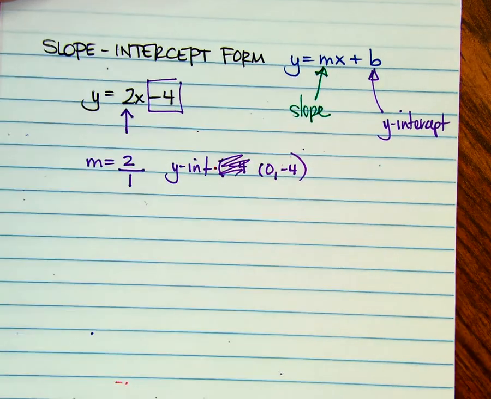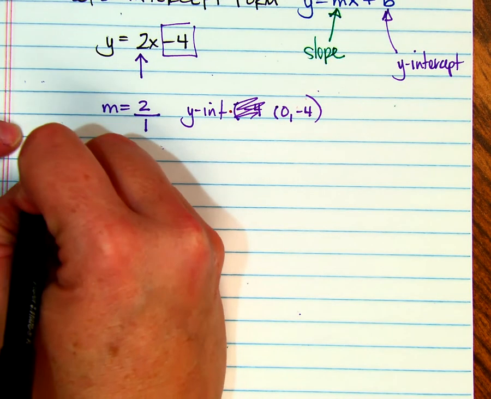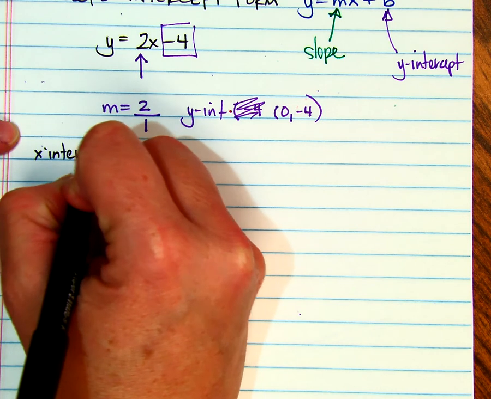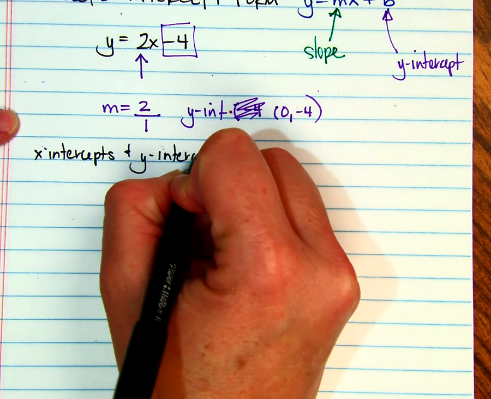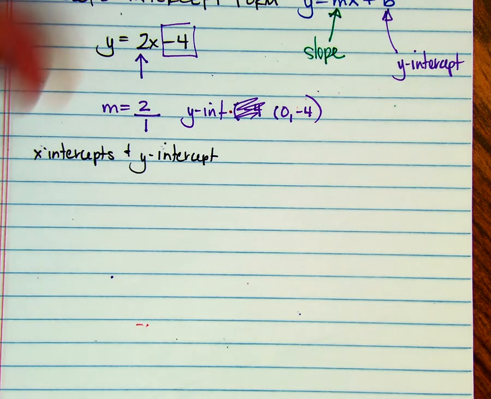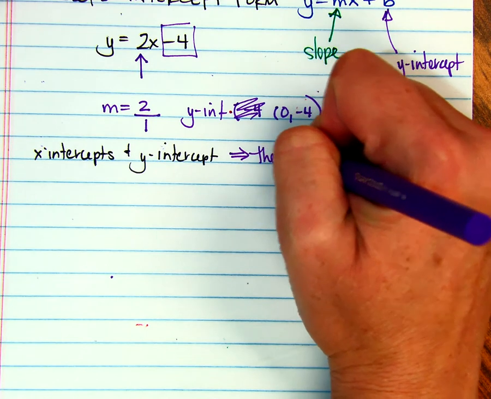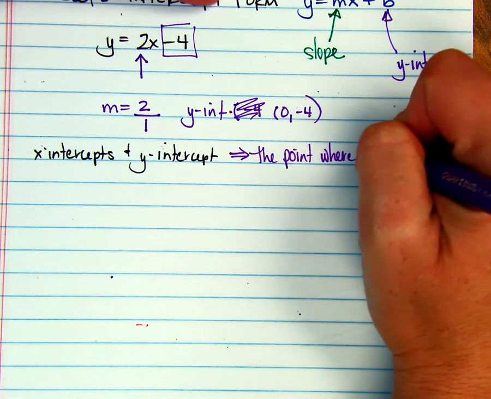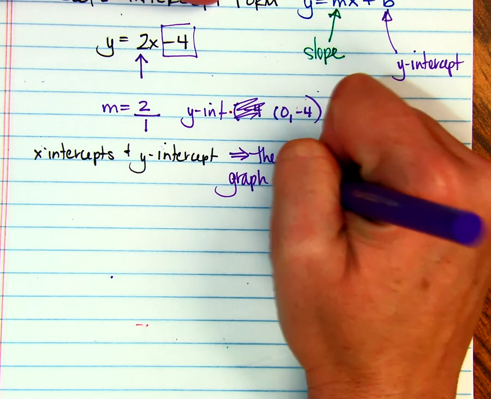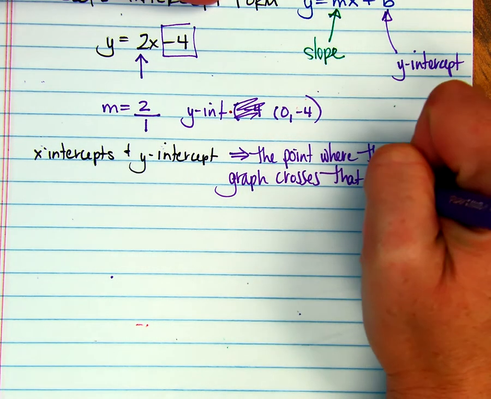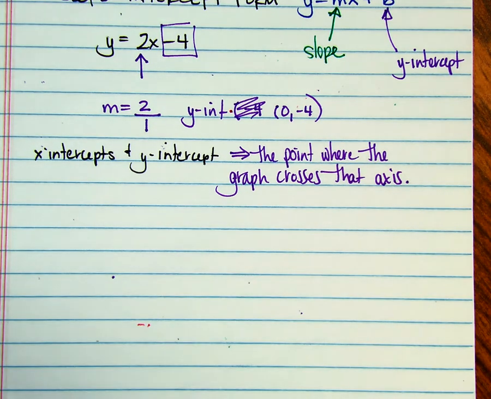I'm going to explain a little bit on intercepts. You have x-intercepts and y-intercepts. And just very quickly, what these are is the point where the graph crosses that axis. It's the point where the graph crosses that axis.